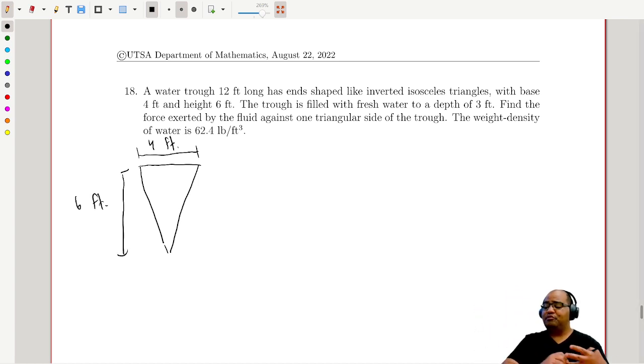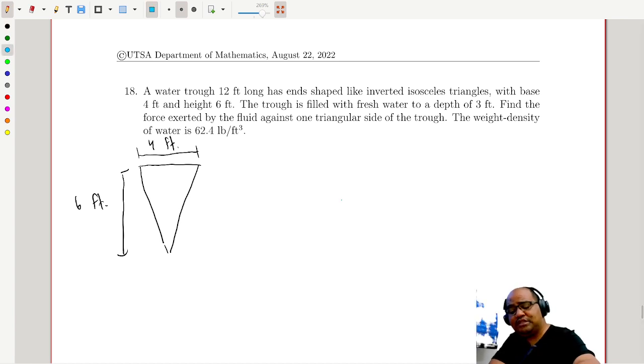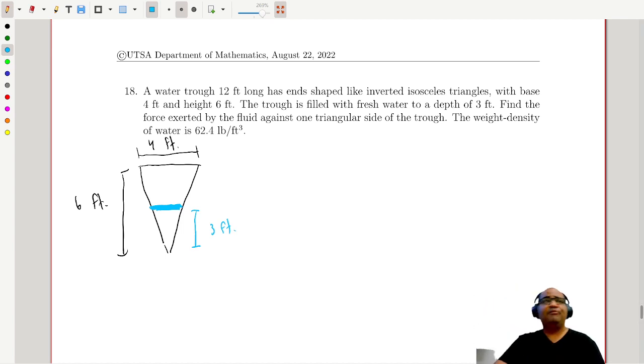Okay, the trough is filled with water to a depth of 3 feet, so let's go ahead and mark that in here. There's the water line. It's filled to a depth of 3 feet. We want to find the force that the water exerts on one side of the tank.